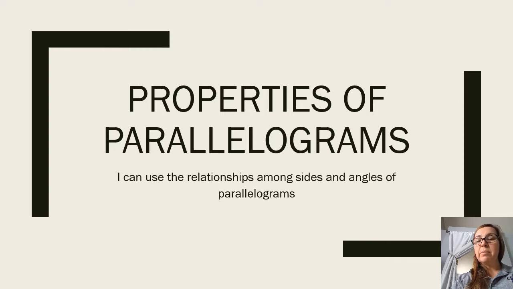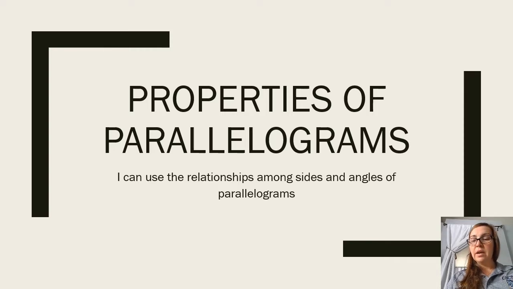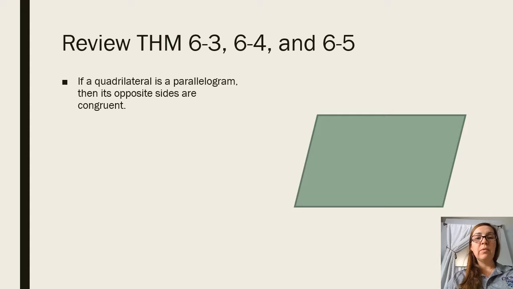All right, properties of parallelograms. We started this yesterday, and we're going to go ahead and continue on today with the second part of it. So theorems 6-3, 6-4, and 6-5. 6-3 right here: if a quadrilateral is a parallelogram, then its opposite sides are congruent. So this side is opposite from this, and they're the same, and this side is opposite from this, and they're the same.